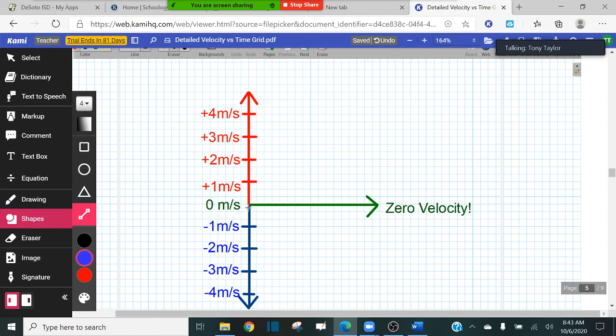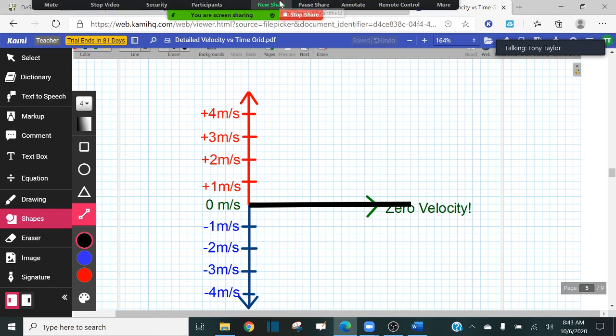Oh, and remember, guys, I said this last time. If I have a velocity versus time graph, and it looks like this, what does that mean there? Well, hopefully you guys remember that means your object is at rest. So we're moving with zero velocity because it's going through the zero axis. It's going through the horizontal axis.